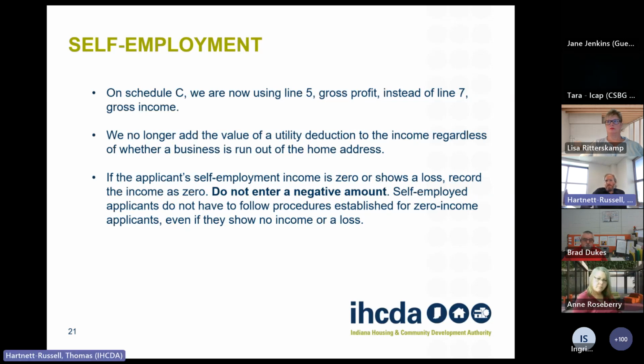And if it is 0 or a loss, then self-employed applicants will not have to follow procedures established for 0 income applicants, even if they show no income or loss. So you're not going to have them complete a DWD or an IVA to show how they're meeting those expenses, because we know that because of the nature of self-employment, basically they're able to meet those needs often by taking advantage of deductions and things that are available to them that we're not taking into account in our income calculation here.